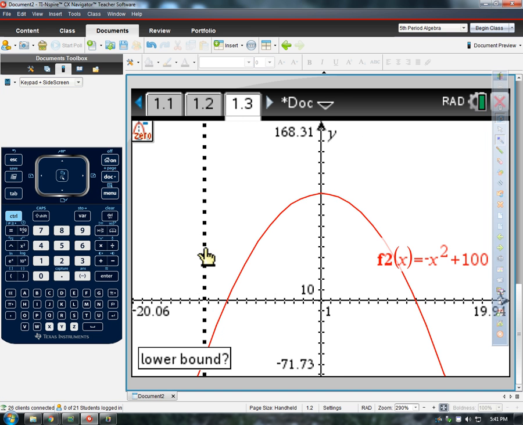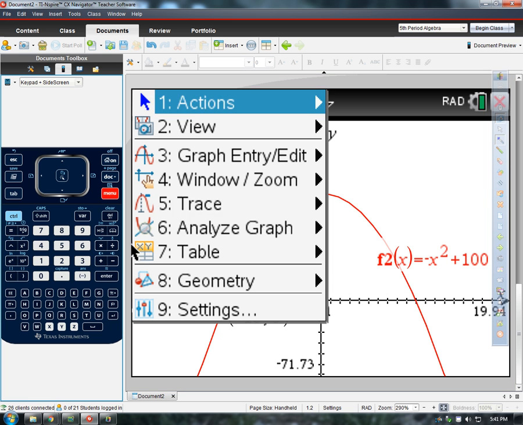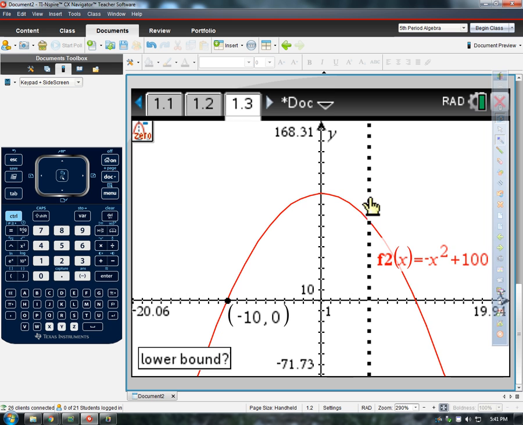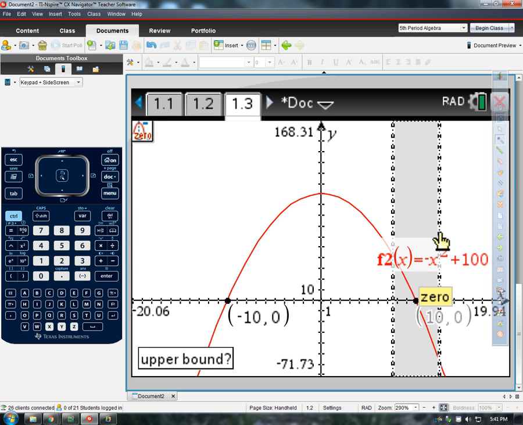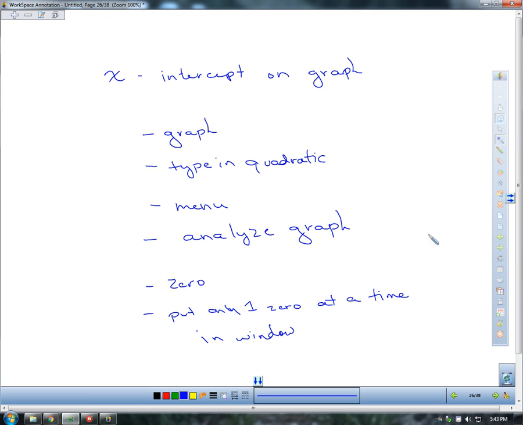So 0, we want to be on the left side of it. Oh, there's one at negative 10. Cool. Menu, Analyze Graph, 0, left, right, positive 10. Nothing to it. Okay?